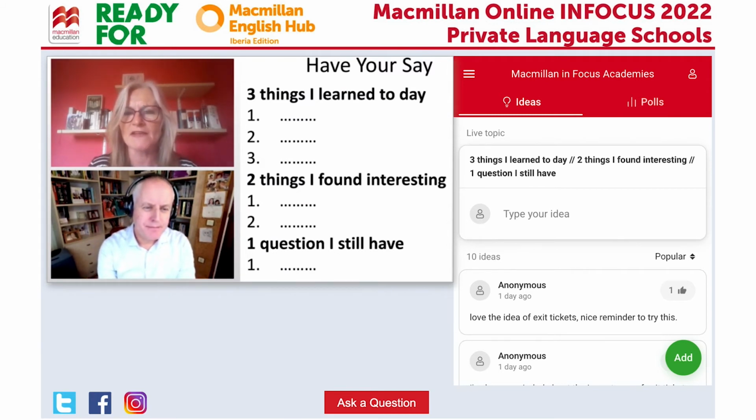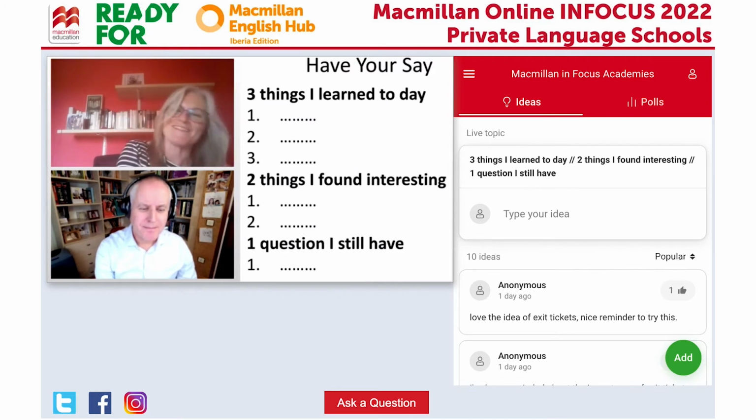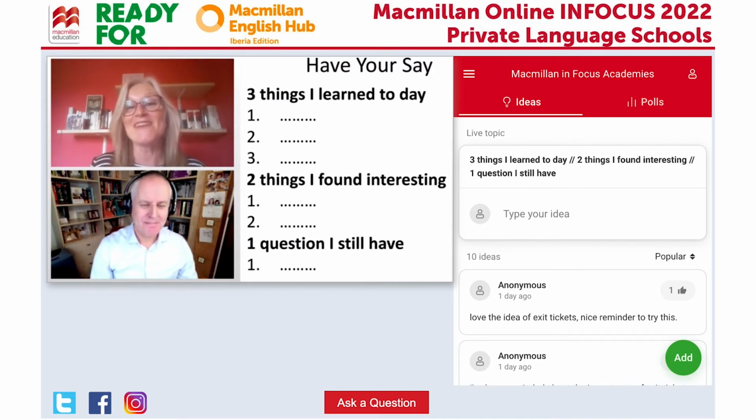So we've got some answers. I've been reminded about the importance of exit tickets and different ways of using them. Love the idea of exit tickets. Nice reminder to try this. Importance of having clear outcomes before we plan the lesson, making it relevant to our students. I learned or was reminded to prepare the class from the goals backwards. I found the exit tickets really interesting. No questions, just thank you. That's lovely. Thank you. How important it is to set objectives, planning backwards.